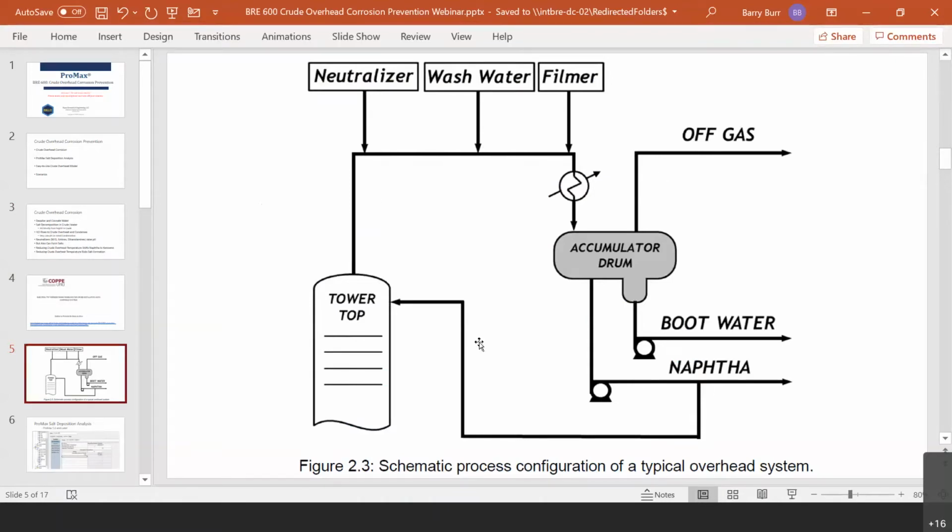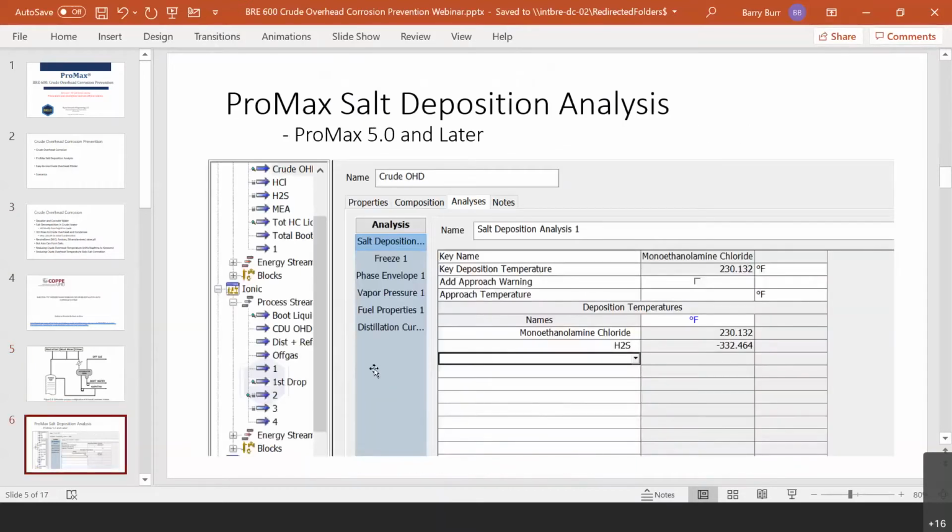So this is pretty much the scope of the model that we're going to look at, this diagram that you see right here. Now in ProMax 5.0, we added a new stream analysis. If you're familiar with ProMax and you use it, you see that there are several analyses that you can add to a stream. One of them is called the salt deposition analysis. It is able to calculate the salt formation temperature for several different salts and pure components.